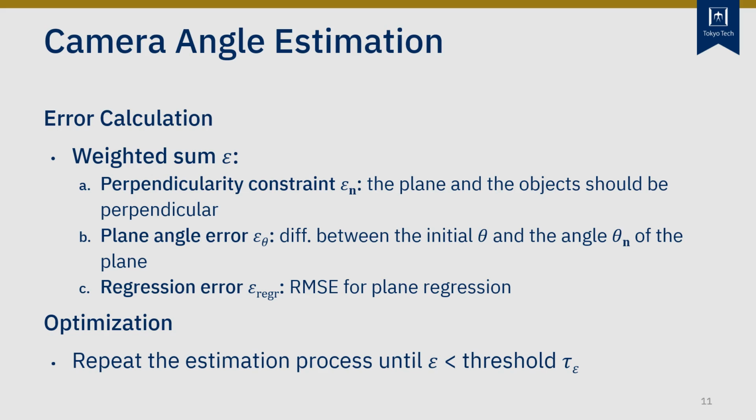The second is the plane angle error, as the difference between the initial theta value used for the angle estimation process and the angle theta n obtained from the gradient of the plane. The last is the regression error, as the root mean squared error for the plane regression process. We iteratively do the angle estimation process until the error is smaller than a predefined threshold tau epsilon.